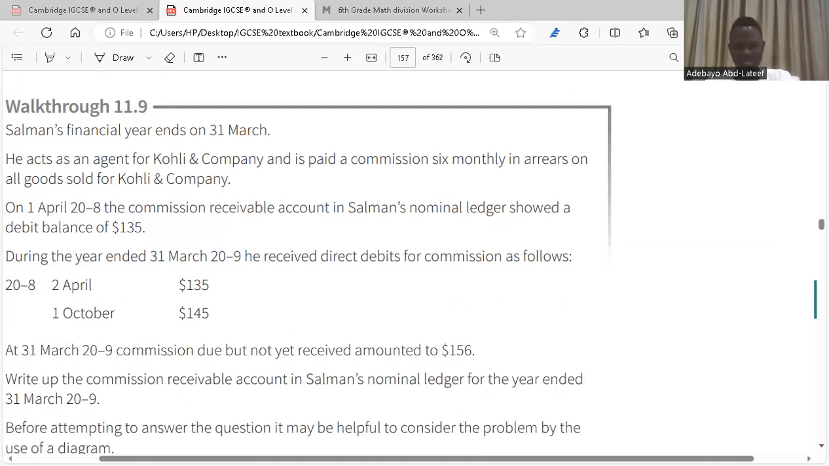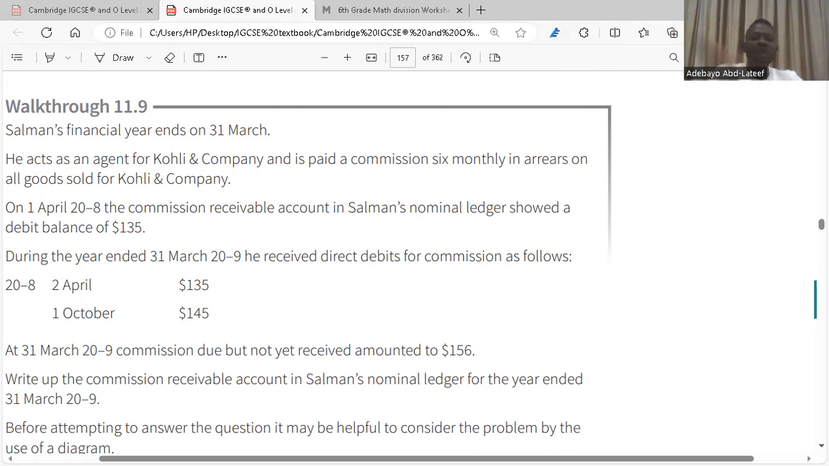Summer's financial year ends on 31st of March. He acts as an agent for Coley and the rest, and so on. On 1st of April 28, the commission receivable account in Summer's nominal ledger shows a debit balance of 135. So that is a service business. That's an opening balance, a balance brought down of 135 on the debit side. That's an opening balance. Clear?